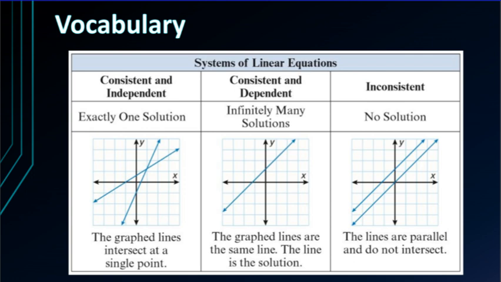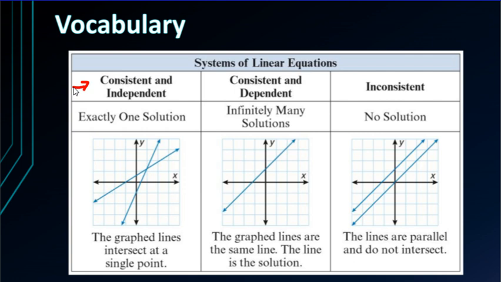So today we want to look at three different kinds of systems of linear equations. The first one is consistent and independent. A consistent system just means you have at least one common solution. In consistent and independent, the independent means it crosses in exactly one place, so there is exactly one solution for this example. So consistent and independent means the two lines cross in exactly one place.